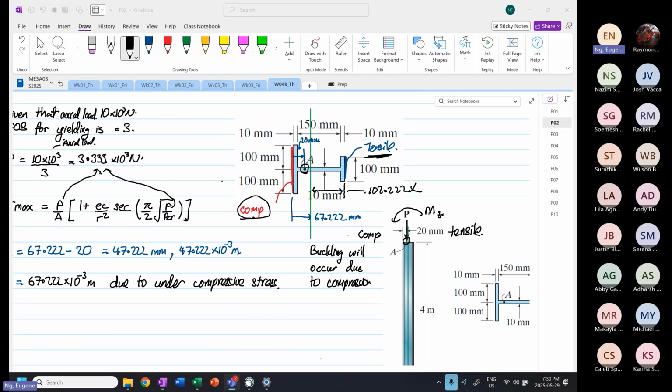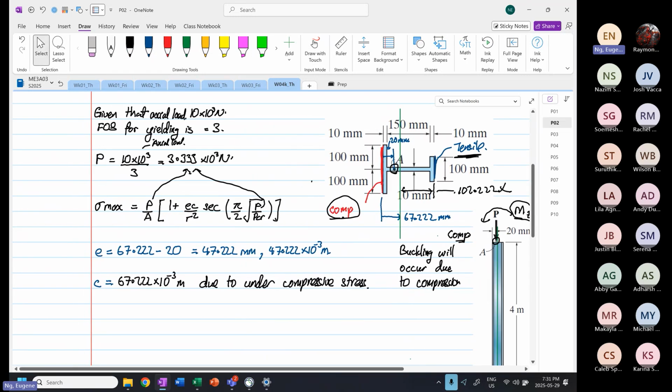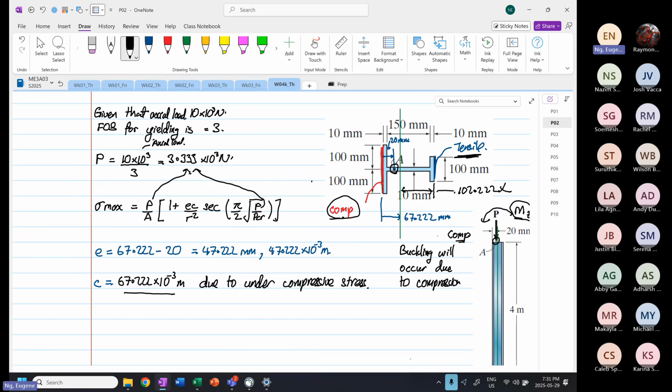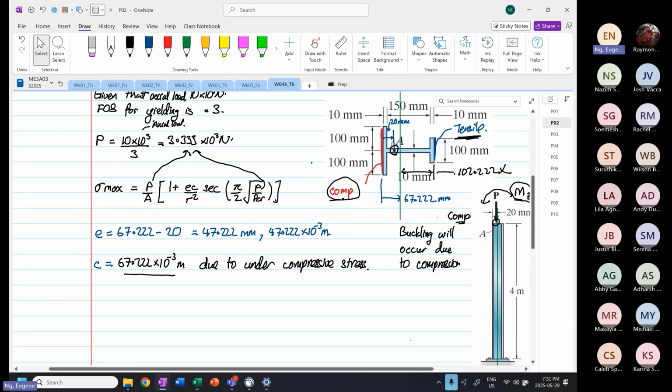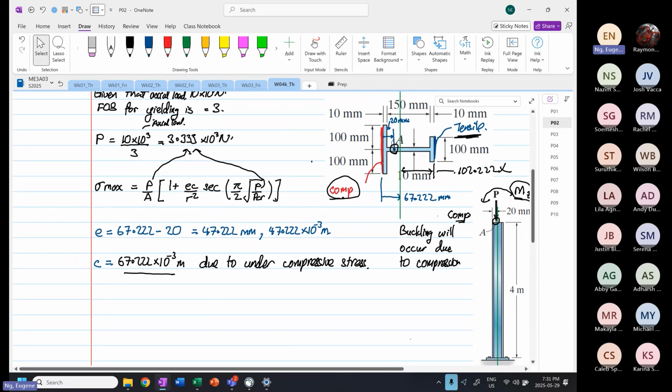And because the moment vector Mz is in this direction, this side is on compression, this side is on tension. So you have to pick the compression side. So that's where you pick 67.222 and not 102.222. You have to get this really, really clear. Are we clear? Okay, so the last thing we have is we have to determine R squared.